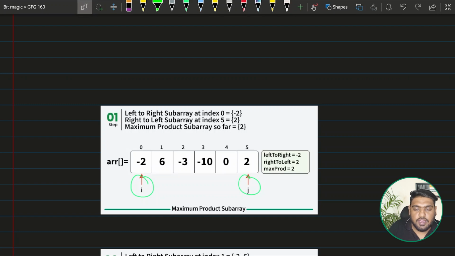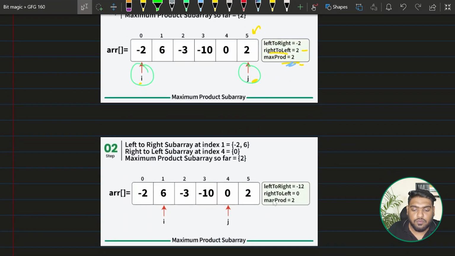Okay, initially my i is set to -2 and my j pointer is set here, which is my right to left, and it has value of 2. Maximum out of these two is 2 currently, so our maximum product is maximized and written as 2 here. Next, when we move ahead and move both of our pointers, we encounter two values. For here, it is 6. So you try to multiply that. It would be negative 12. Left to right becomes negative 12.